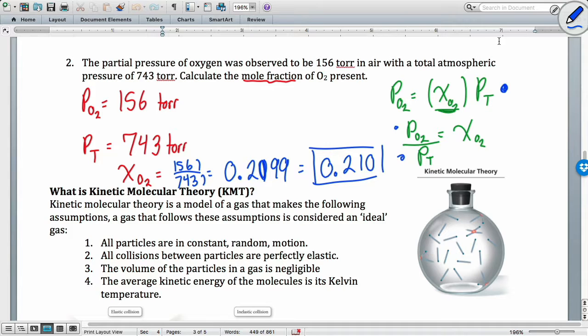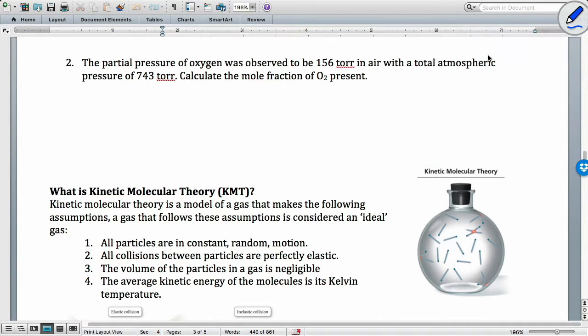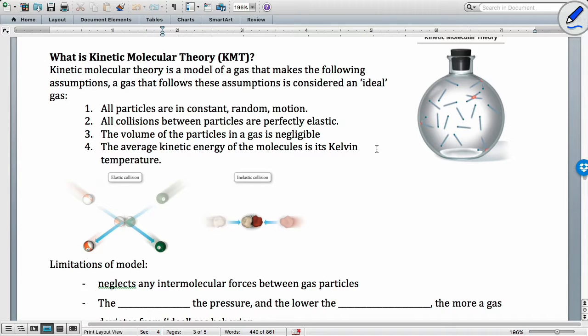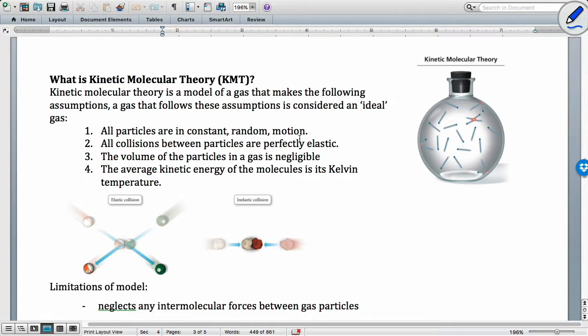Okay, cool. Let's talk about kinetic molecular theory. Kinetic molecular theory is a model of a gas that assumes that a gas is an ideal gas. What we mean by that is that our particles are in constant random motion. When they collide with each other, it's perfectly elastic, which means they bounce off of each other. Think billiard balls, not balls of clay. The volume of the actual particles is negligible. They're so small compared to the spaces between them, we can ignore it. And the average kinetic energy of the molecules is proportional to its Kelvin temperature. Those are the 4 postulates of kinetic molecular theory.